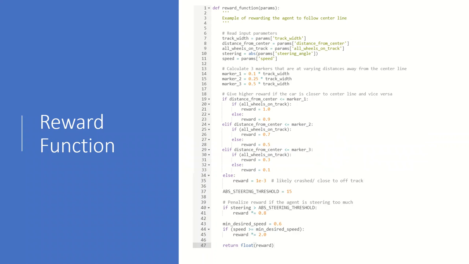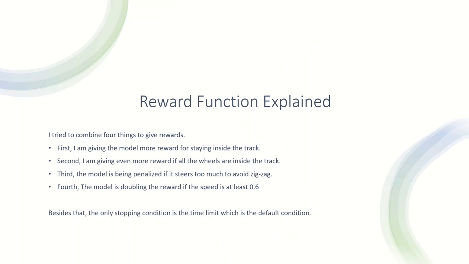20. So this is a screenshot of my reward function, and I am checking for a lot of stuff. But basically, I'm giving more rewards if the distance from the center is reasonable, and also if all the wheels are inside the track. Then I'm penalizing the AI a little bit if the steering is excessive, and then I am also checking for the speed. And if the speed is more than the minimum desired, then I am increasing the reward. So here's a little bit more information about the reward function. And one thing that I didn't mention is the only stopping condition that I have is the time limit.